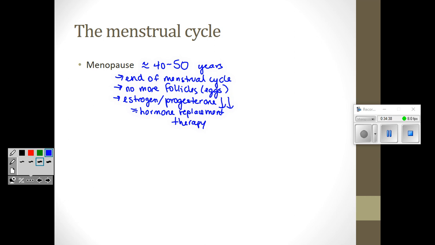This is just the average. For some people, it will be considerably earlier. For some people, it might be considerably later. There have been cases of women having children, giving birth to babies that are alive, where everything is fine, well past 50 years of age. So this is just the average here, not something that's set in stone.